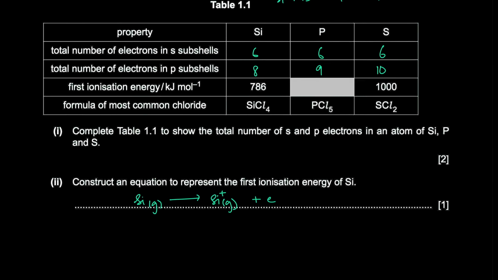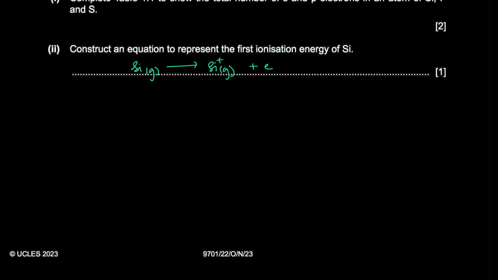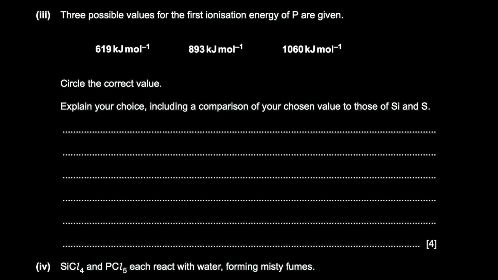Now the value for silicon given to us is 786 and the value for sulfur is 1000. Okay, so I'll write that down. For silicon, the value given to us is 786, and then for sulfur, the value given to us is 1000. So where do you think phosphorus is? Now if you guys remember, silicon is 3p2, right? It ends with 3p2, so it's argon and then 3p2. And then sulfur is argon 3p4, whereas phosphorus is argon 3p3.